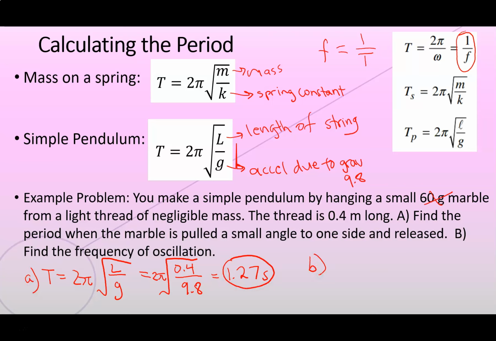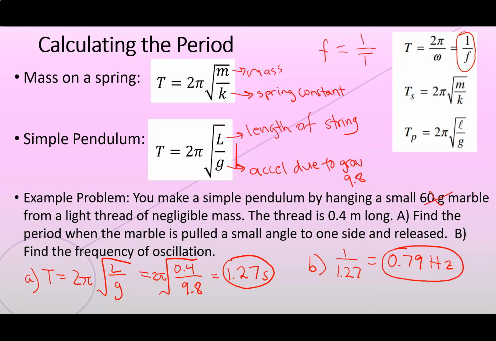And for part B, remember that the frequency and the period are inverses. So if we just take the inverse of 1.27, we get 0.79. And what are the units there? The units for frequency are hertz, which we can abbreviate as Hz.